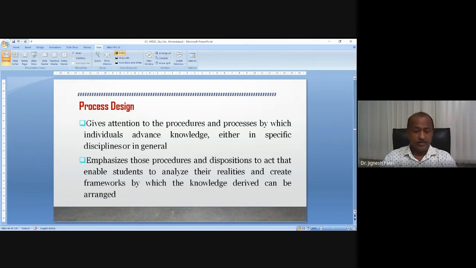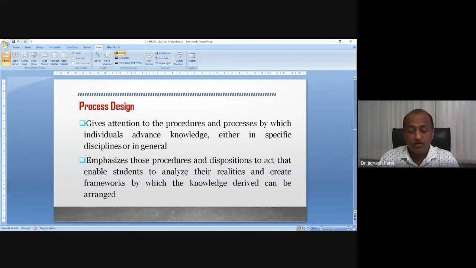Then process design gives attention to the procedure and process by which individuals advance knowledge, either in specific disciplines or in general. That should be focused. It even emphasizes those procedures and dispositions to act that enable students to analyze their realities and create frameworks by which the knowledge derived can be arranged. So here the process is more important.